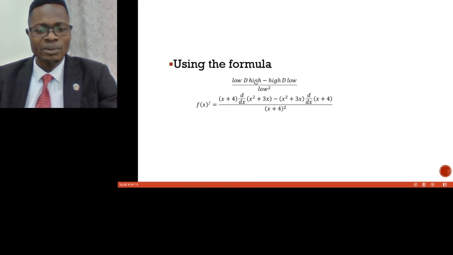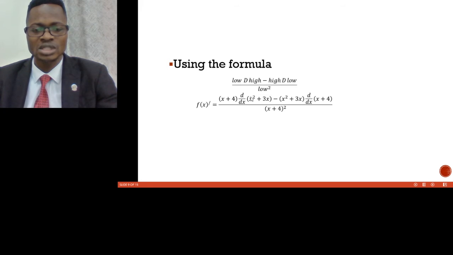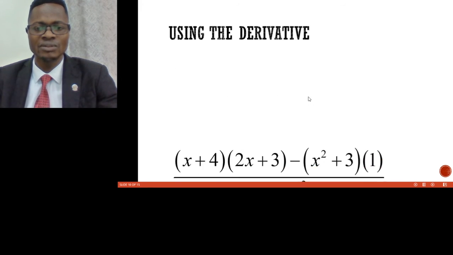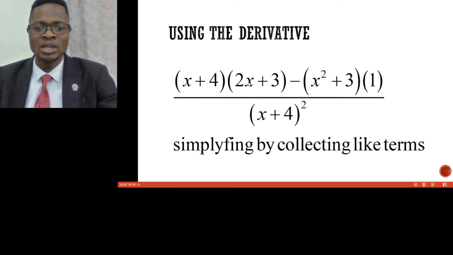We use our formula: low d high minus high d low, divided by low squared. Our low was the denominator, which is x plus 4, multiplied by the derivative of the numerator, which is x squared plus 3x, minus the numerator times the derivative of the denominator, which gives us x plus 4. The derivative of x squared is 2x, and the derivative of 3x is 3. So if we plug in the given information, this is what we will get as our answer.